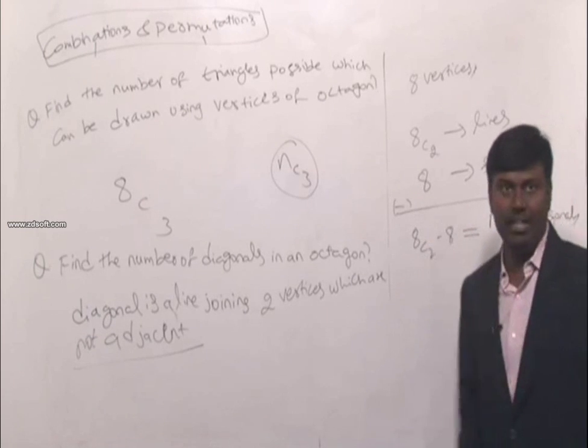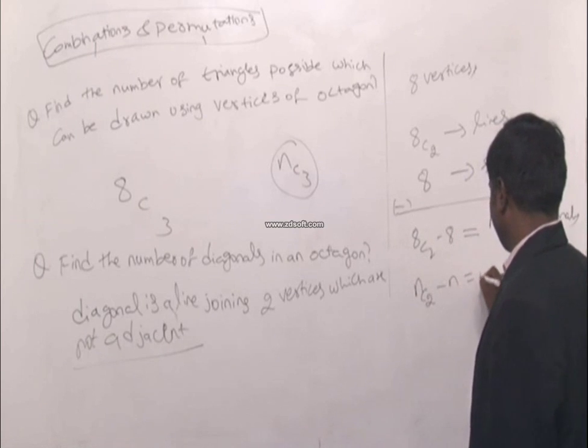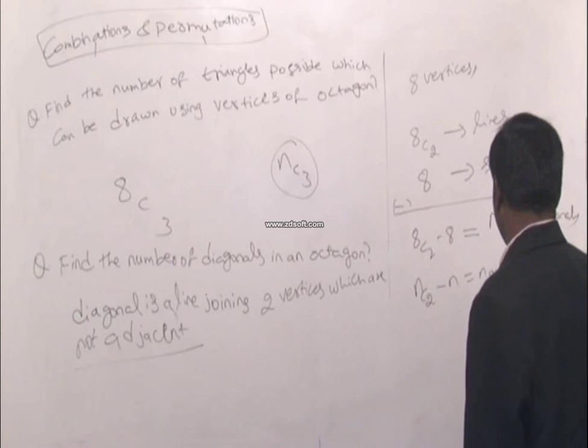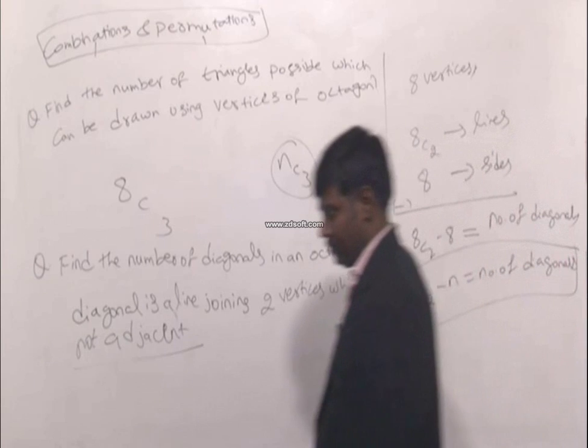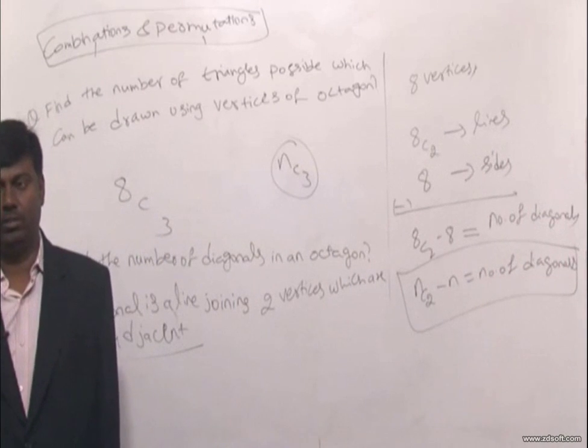So if you wish to generalize this, how to generalize? nC2 minus n is number of diagonals. You don't need to simplify this. Please don't do that. Not required. This will give you the number of diagonals.